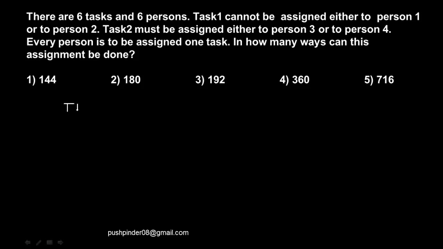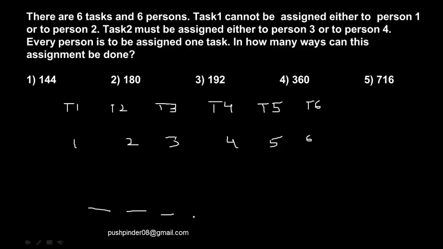So there is task 1, task 2, task 3, task 4, task 5 and task 6, right? And then there are 6 people, 1 2 3 4 5 6. These 6 tasks have to be assigned. Since we are assigning the tasks, we would be giving away the tasks rather than people coming and choosing their tasks, right? Task 1 cannot be, so it's a negative condition. Task 2 must be, so it's a positive condition.